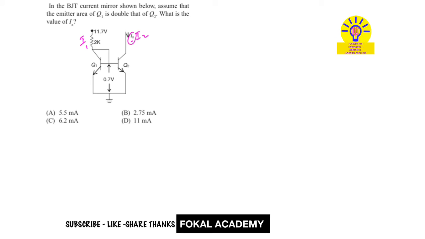First of all, find the I1 value in the Q1 transistor. Here VCC equals VBE plus I1 R. We want the I1 value, so from this equation we'll get I1 equal to (VCC minus VBE) by R. Here R is 2 kilo ohms.